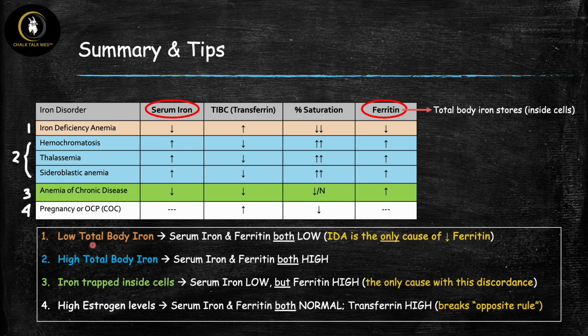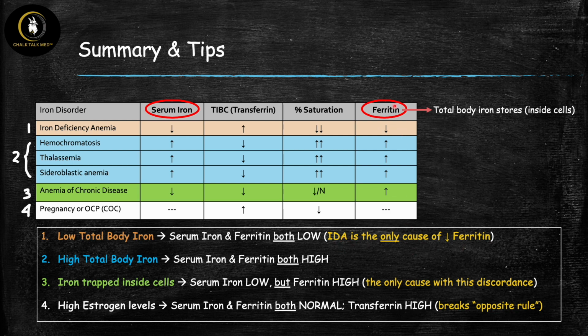So in case one, where you have a low total body iron, as shown here in iron deficiency anemia, both your serum iron and ferritin are going to be low. The only thing that this could mean is that you have low total body iron stores, and iron deficiency anemia is the only cause. So this helps you quickly narrow it down.